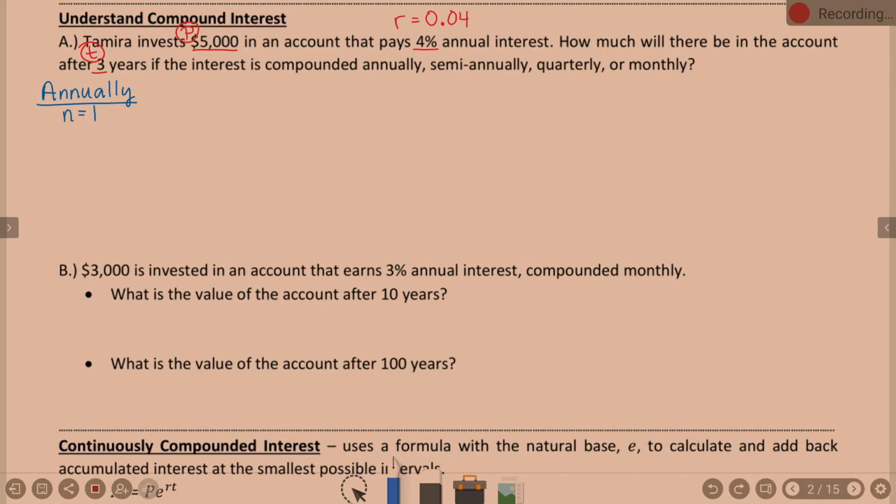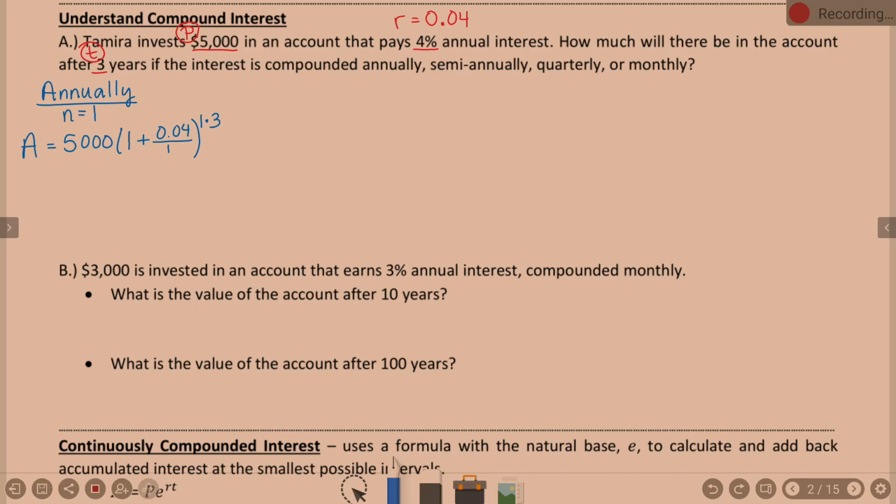So let's use our formula from above. A equals P. What is P? 5,000 times (1 plus r over n). 0.04 divided by, what's n in this case? 1. Raised to the nt. So n times t. N is 1 and t is 3.